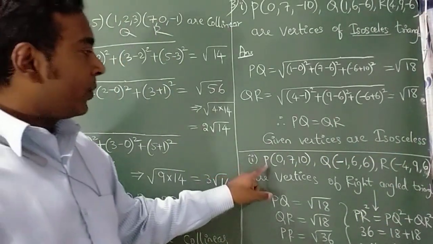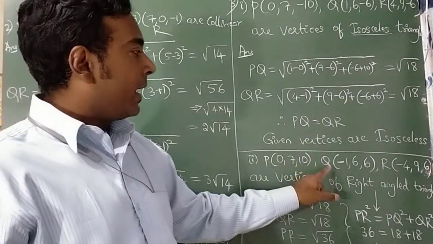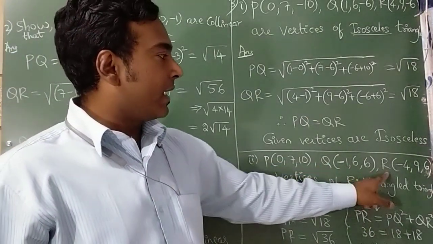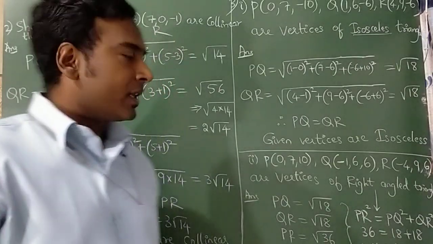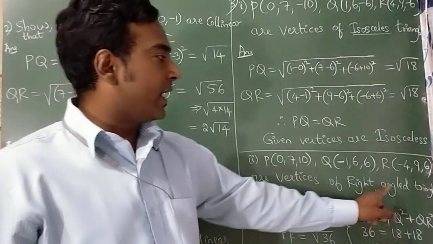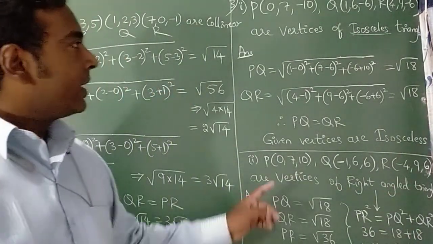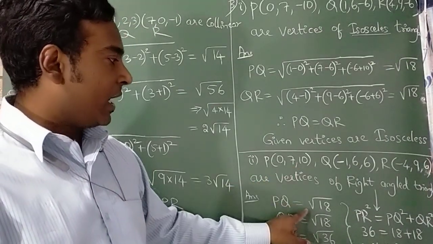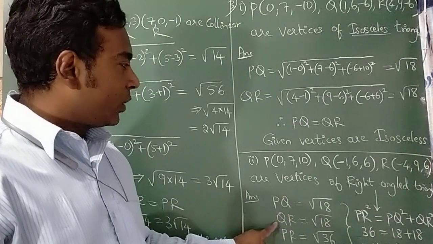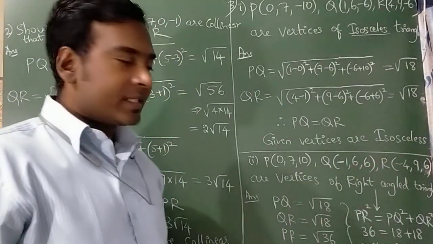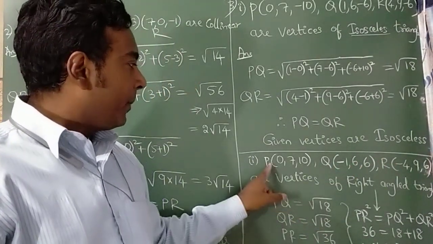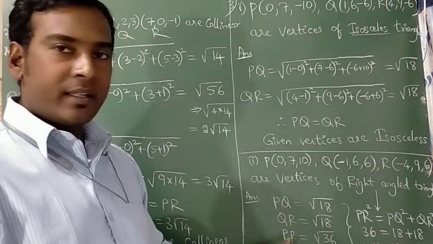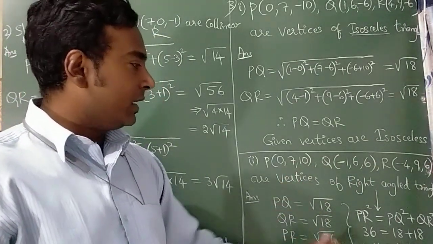Second question. P is (0, 7, 10) and Q is (-1, 6, 6) and R is (-4, 9, 6) are vertices of a right angled triangle. This time they are asking for a right angled triangle. So PQ, if I apply the distance formula, I will get root 18. QR, if I apply the distance formula, then I will get root 18. PR, if I apply the distance formula, I will get root 36.